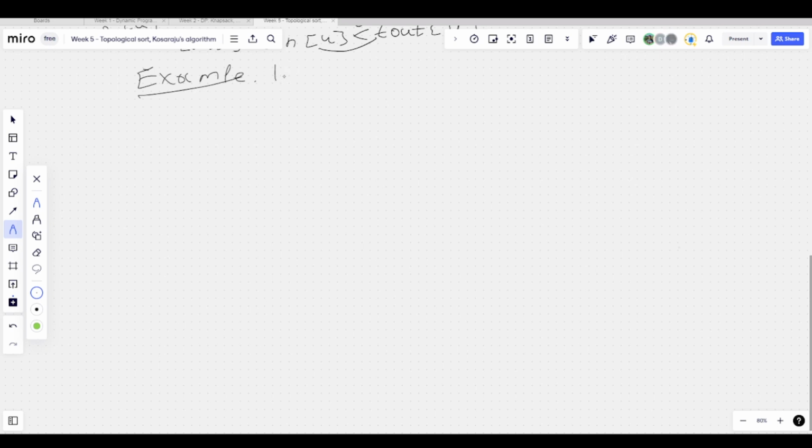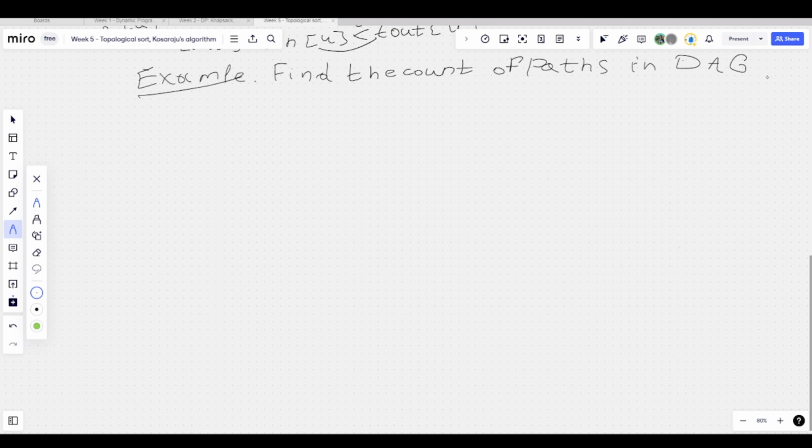Find how to use topological sort. Find the count of paths in some graph, in a directed acyclic graph. So let's use DP and let's use topological sort.